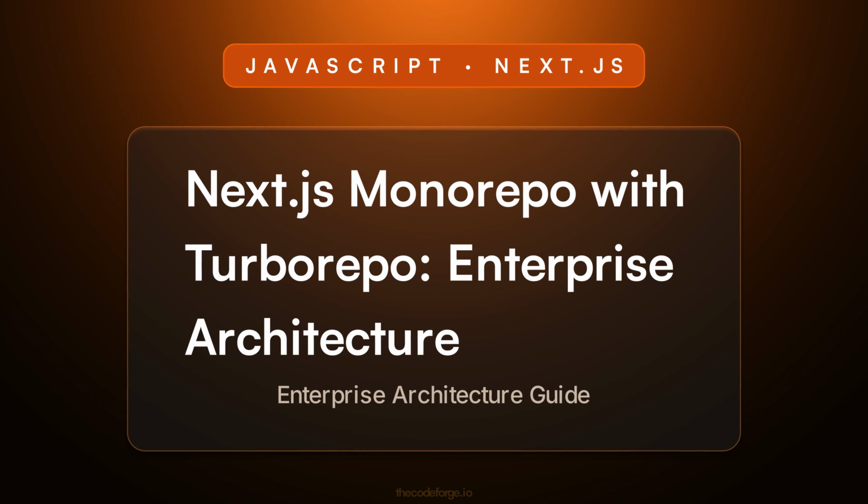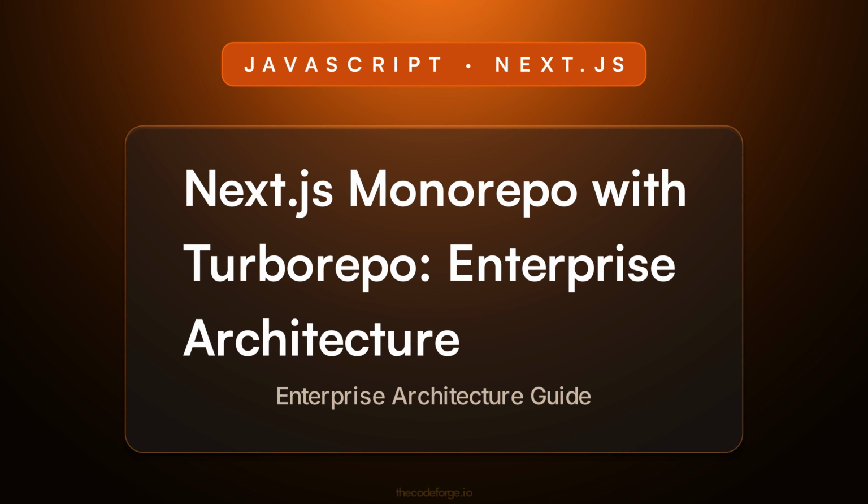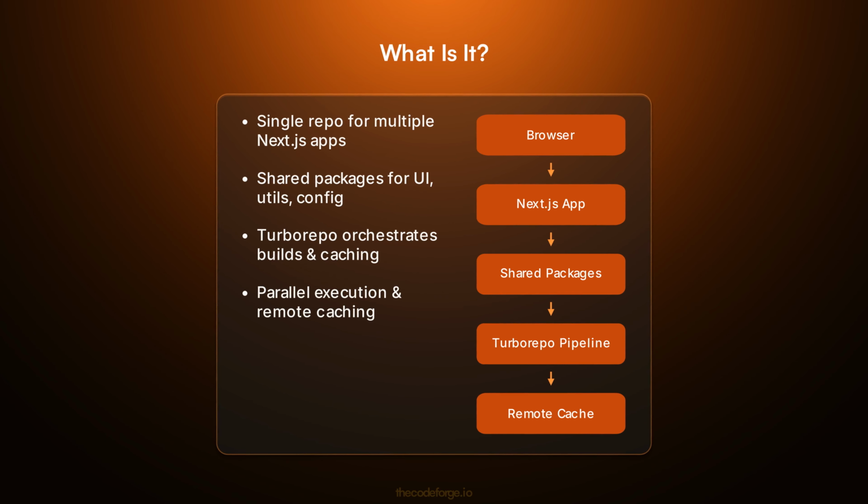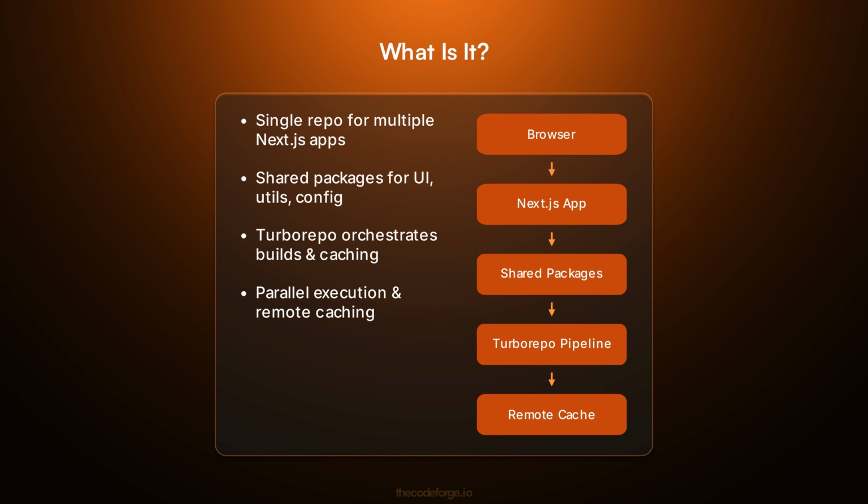Let's break down Next.js Monorepo with Turborepo, enterprise architecture, how it works, and the exact mistake behind that failure. A Next.js Monorepo with Turborepo is a single repository containing multiple Next.js applications and shared packages orchestrated by Turborepo's build system. It enforces consistent tooling, enables code sharing, and optimizes build pipelines for enterprise-scale projects.